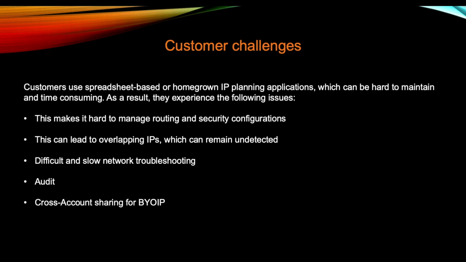Sometimes it becomes very hard to manage your routing and security configurations as well. Suppose you have a network firewall and you want to allow or block some IP addresses, you have to do that manually from that sheet. This can also lead to overlapping IPs between some VPCs, and with the manual process, there is no way you can detect it. Sometimes you get to know when you're trying to peer those VPCs, and then you get an alert, and then you start figuring it out. So there are no upfront alerts which tell you that these two VPCs are overlapping.